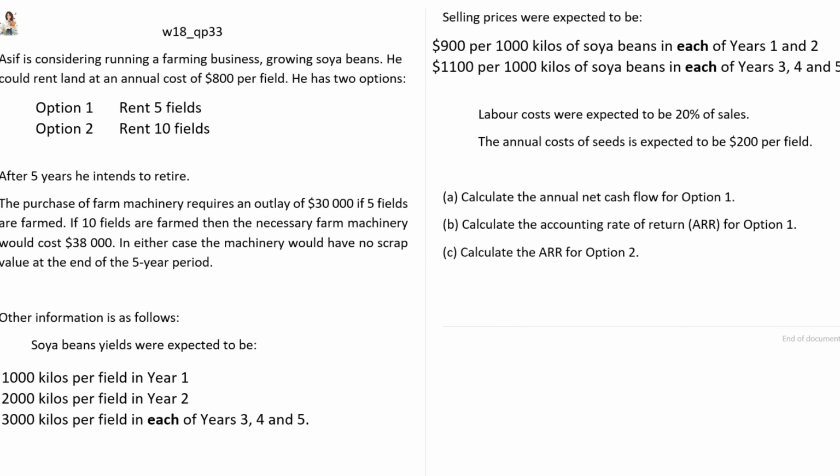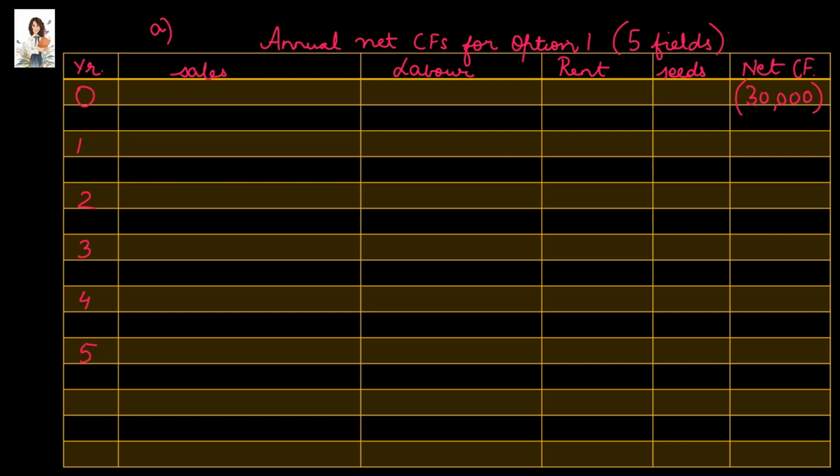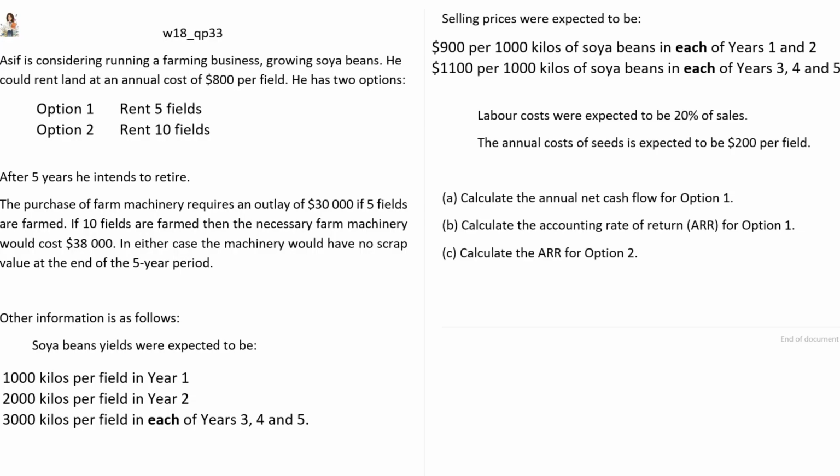We'll calculate the sales now. There are 5 fields and in year 1, the soya bean yield is expected to be 1000 kilos per field and the selling price is expected to be $900 per 1000 kilos of soya beans. So in the sales column for year 1, we will write 5 fields multiplied by 1000 kilos per field multiplied by $900 per 1000 kilos. That gives us a total sales value of $4,500 for year 1.